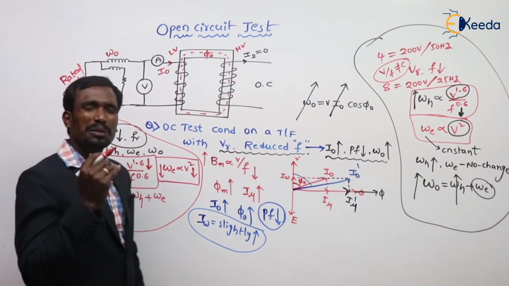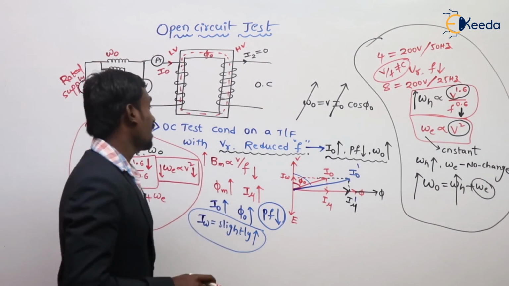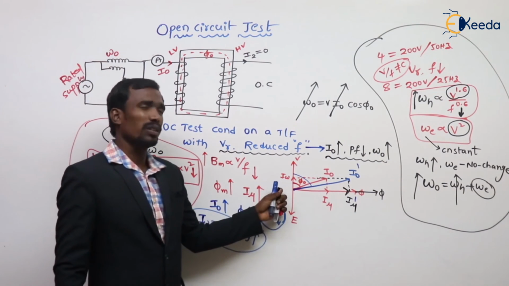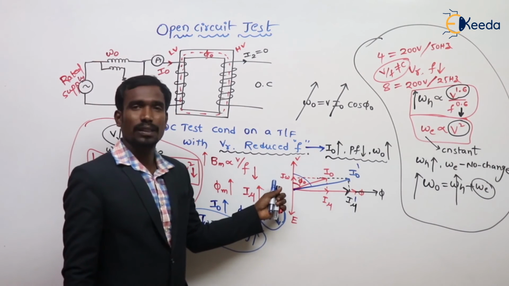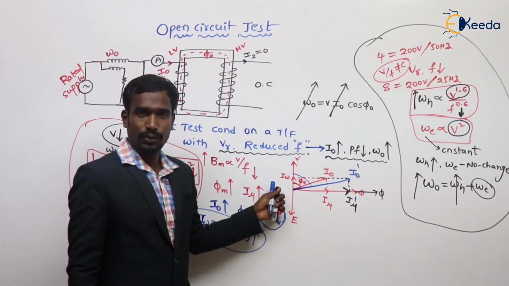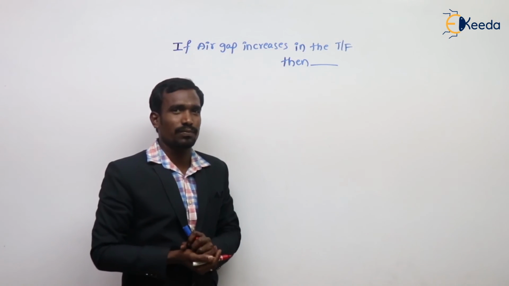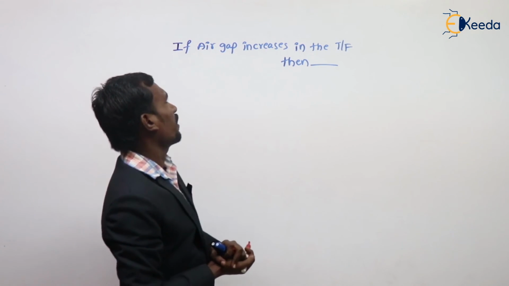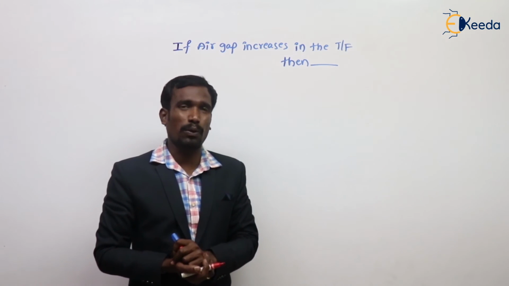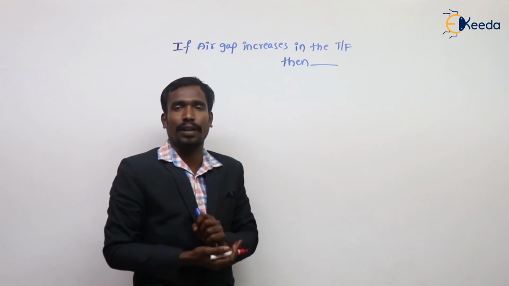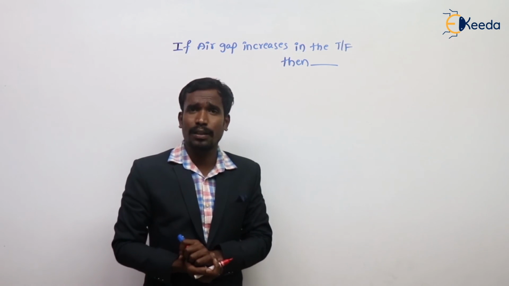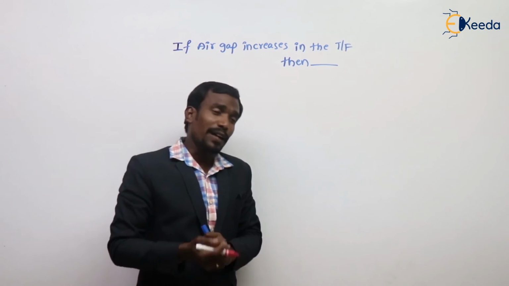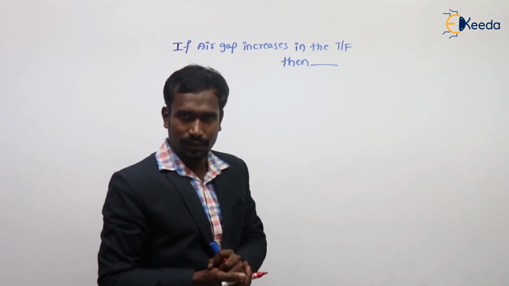Like this we can conclude directly. But if they ask you what happened to no load current, what happened to power factor, go through this one. This is very important. A small question. If air gap increases in the transformer, then what happened to power factor? Especially they will ask you power factor. Not only in transformer, this question is applicable for all machines.